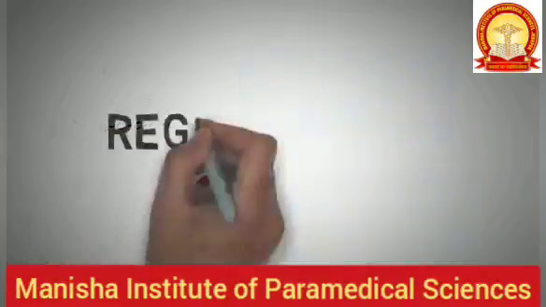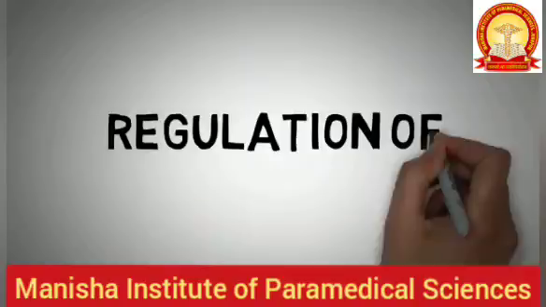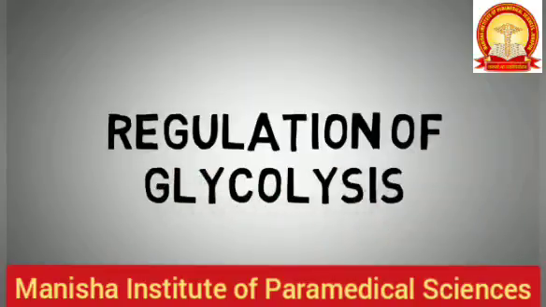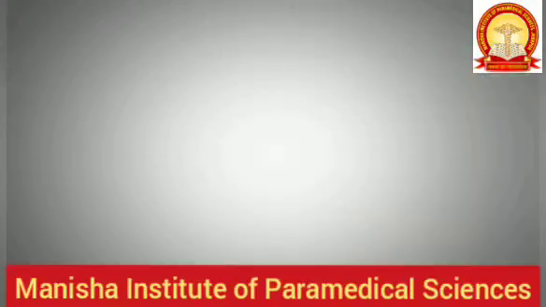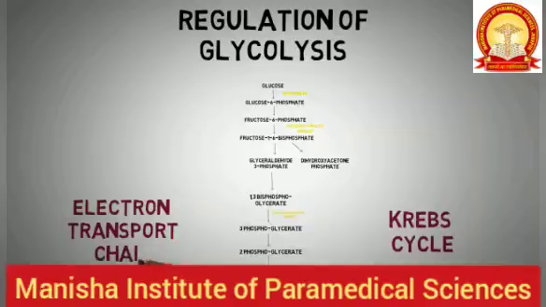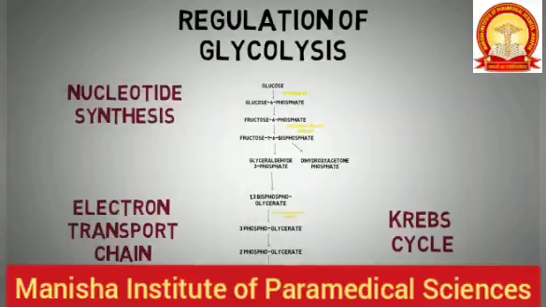Now let's understand how this pathway of glycolysis is regulated, meaning how is the rate of glycolysis increased or decreased when required. First, let's understand in brief why regulation of this pathway is required. Glycolysis is basically a type of pathway that lies in the center of many metabolic pathways like Krebs cycle, electron transport chain, nucleotide synthesis, lipid synthesis, etc. And it is also very important for the generation of energy.